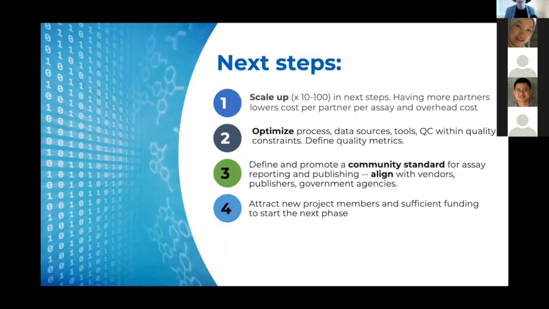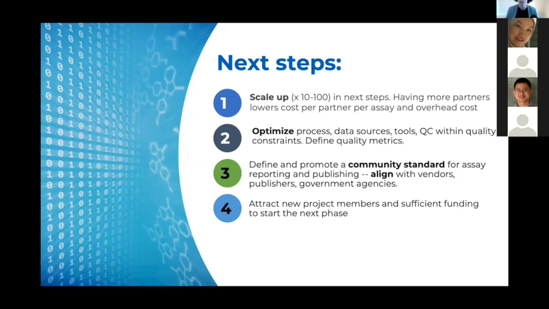So, moving on to the next steps, we consider this project a success. We annotated the assays. They're being re-uploaded into PubChem for the public with all those ontology terms linked to the assay metadata, but we want to scale this. So 500 assays in the scheme of things is not a lot. It needs to be something like 50,000. So we need to have more partners, which is going to lower the cost per partner per assay, and it's also going to lower the overhead cost.